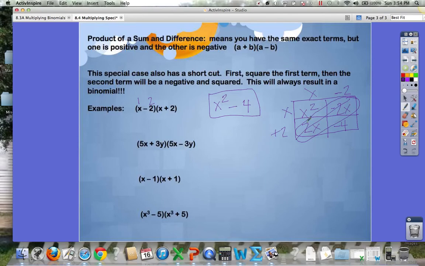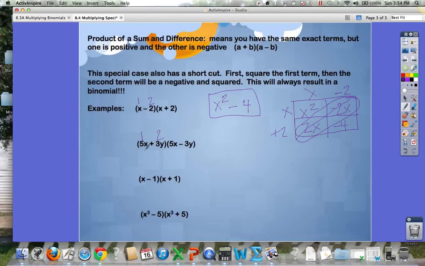So you can do the shortcut, or you can do it box ways, but if you get real familiar with seeing these shortcuts, it'll save you a lot of time. So you can do it either way, but I'm showing you the shortcut. So let's do this one. This is the first term, this is the second term.